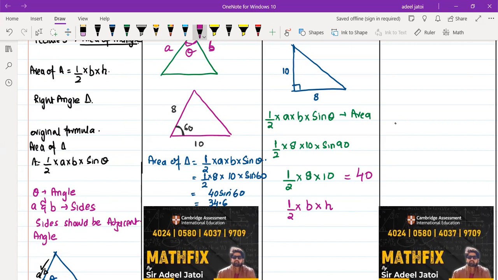So this formula will basically be used for a non-right angle triangle.